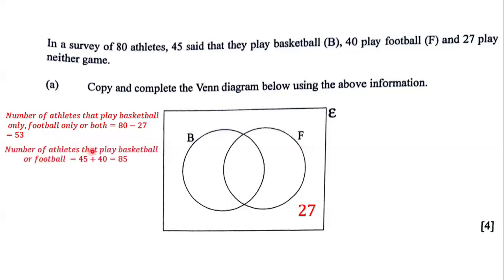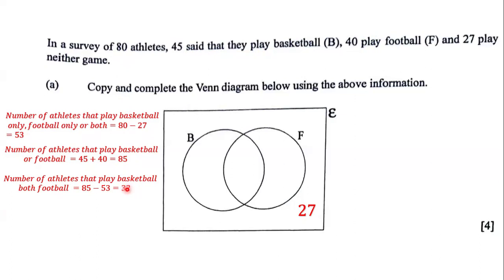Now, what is the number of athletes that play basketball or football? Now it says that 45 play basketball and 40 play football. So it's going to be 45 plus 40, which is going to be 85. Now 85 certainly exceeds 80 athletes. So what we have to do is subtract to get the number of athletes that play basketball and football. So we take this 85 and we subtract 53. And so we have 85 minus 53, and that gives us 32. These would be the number of athletes that play both, right? That play both basketball and football.